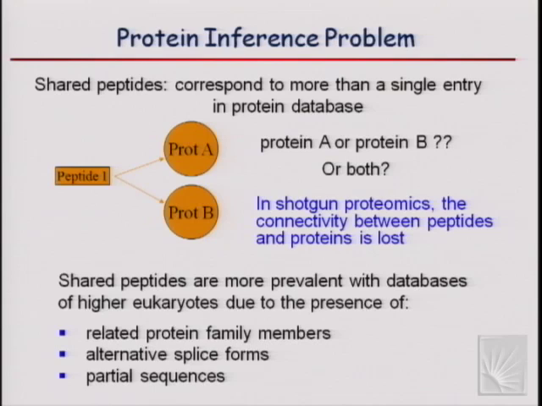So for the shared peptide, that's not a computational problem, it's really a biological problem fundamentally, that you have a peptide that's present in several different entries in a database and several different proteins. What conclusion do we make if we identify this peptide and say that's the only peptide we have for these two proteins? Is it protein A or protein B, or both proteins that are present in the sample? And really, when we digest proteins with trypsin and other enzymes, the connectivity between peptides and proteins is lost, so we cannot really use molecular weight information or anything else to say that it's A versus B. So that's where there is an ambiguity in data interpretation.